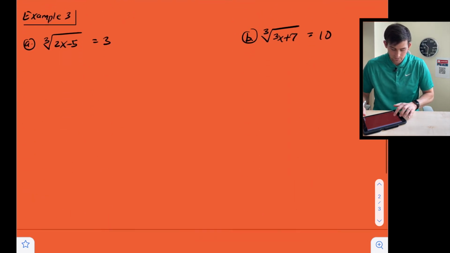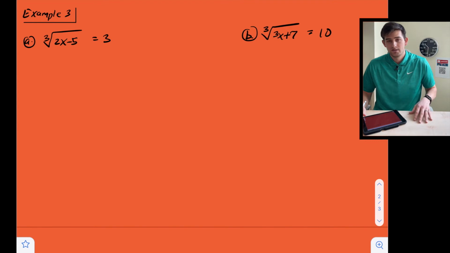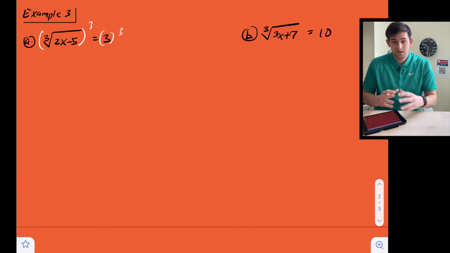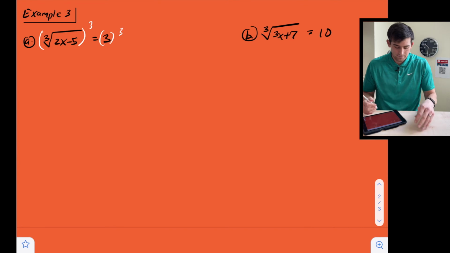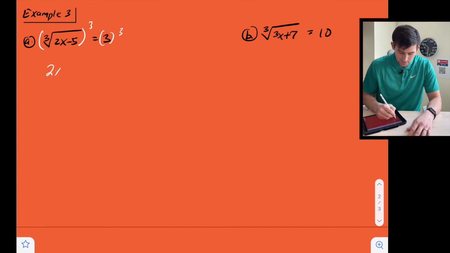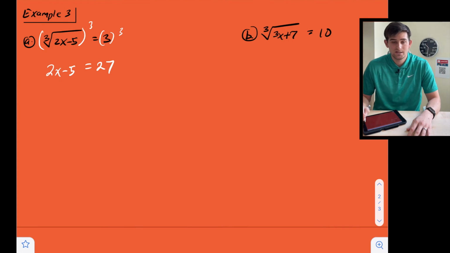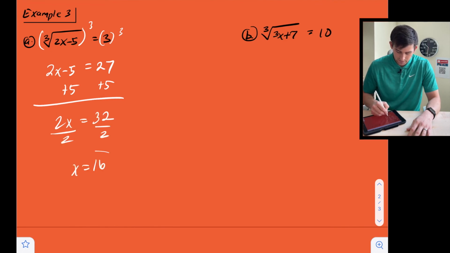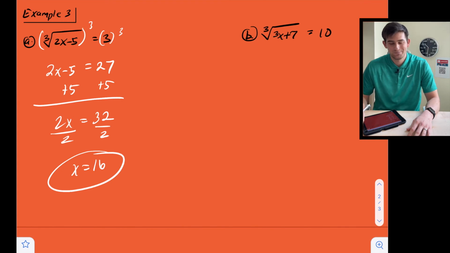All right, last couple examples we'll look at involve cube roots. So now we're not going to raise both sides of the equation to a power of 2, but a power of 3. So since our cube root is already isolated, there's nothing else being added or multiplied or anything like that, we can go ahead and raise to a power of 3. So this is going to give us 2x minus 5 is equal to 3 cubed, which is 27. Now we can go ahead and add 5 to both sides. So we get 2x is equal to 32. And lastly, just divide by 2 to get a final answer of x equals 16.